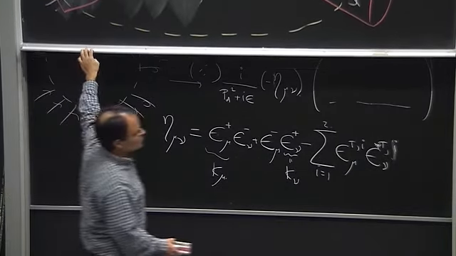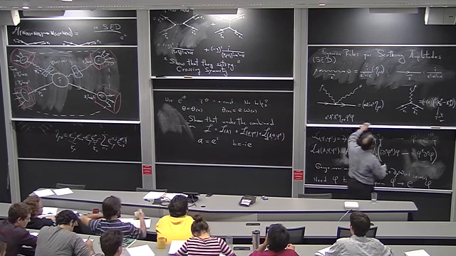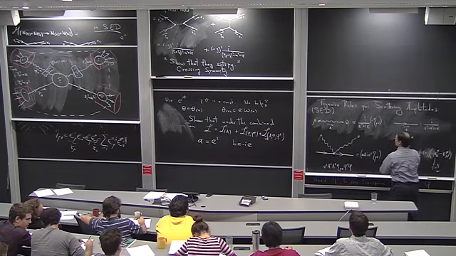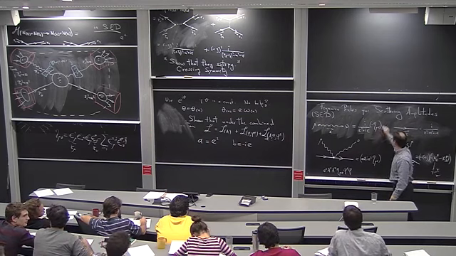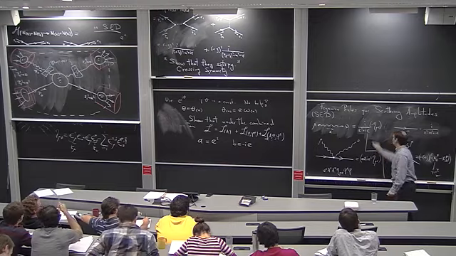Okay. So now we can complete our Feynman rules. And the last rule we need is that for an external photon, let's put it here.